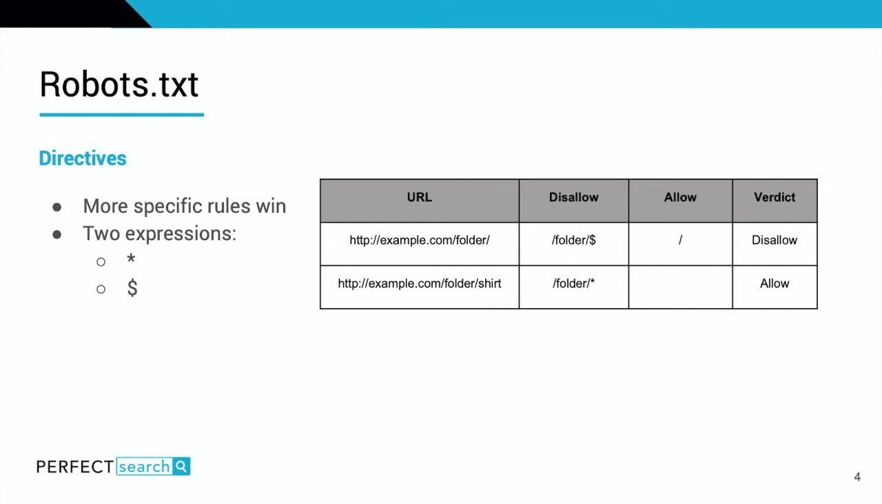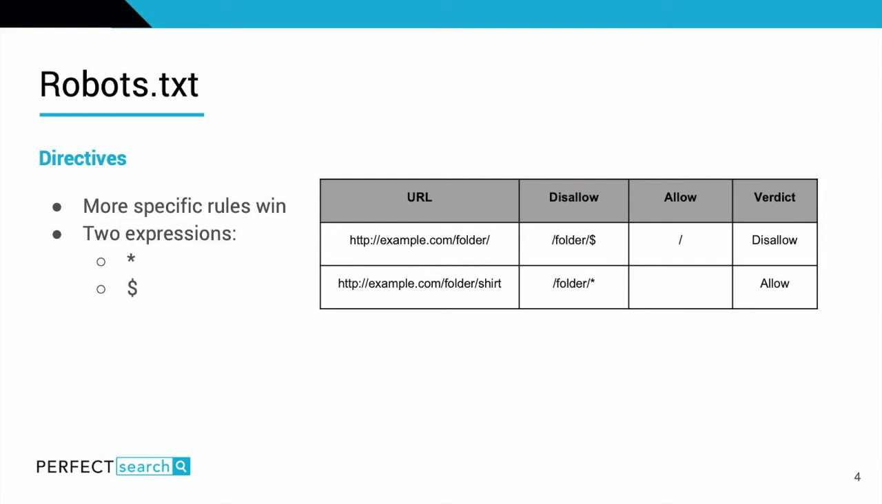So diving deeper into directives, there are certain expressions or syntax that go with the allow and disallow rules. And a general guideline is that the more specific rule will win. So there's two main expressions, one using the asterisk and one using the $ symbol. So the asterisk signals a wildcard that could represent any sequence of characters, and the $ signifies the end of a URL.